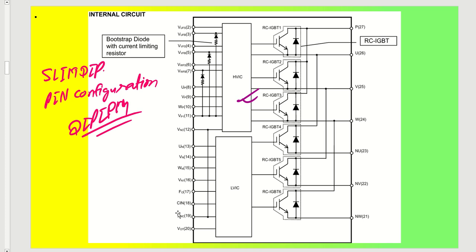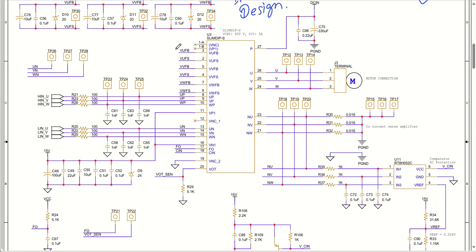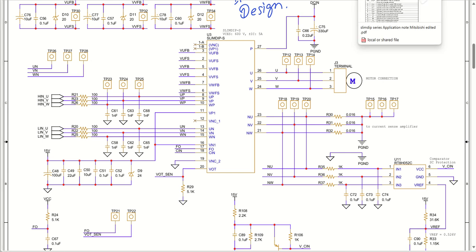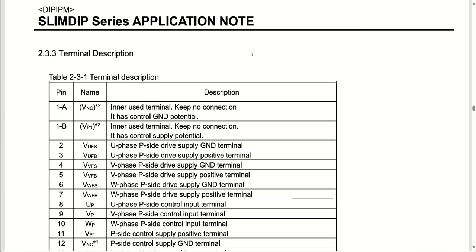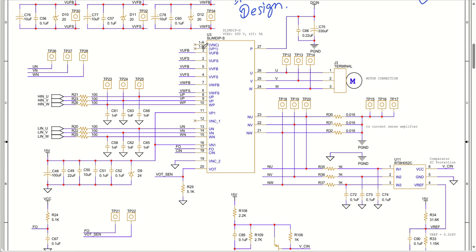So why don't we try to understand the pin configuration so that you can have a proper understanding of this particular symbol. If you see the application note of this IPM, you will find the terminal description. We have the 1A pin and 1B pin, which are used for internal purposes and there should be no connection. As you can see from the circuit, there is no connection for 1A, 1B.